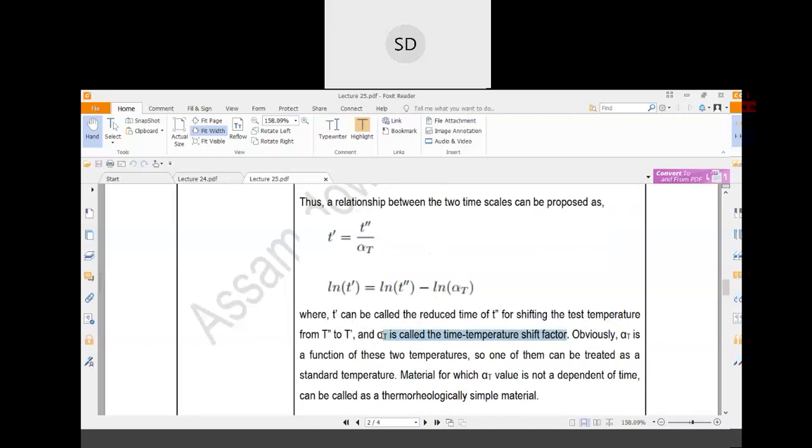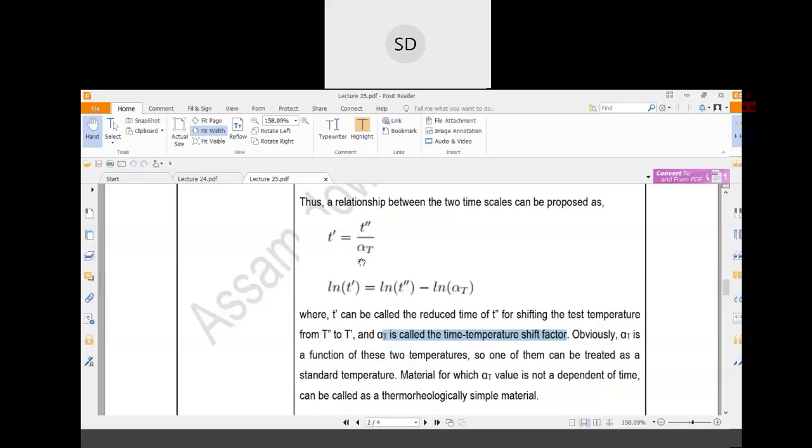Okay, so in this case, alpha T is called the time temperature shift factor, and t' can be called the reduced time for t''. So basically, here t'' is the higher time and t' is the lower time. So you can say that the initial time is t' and the final time is t'', and within this t' to t'' time interval, the temperature is going from T'' to T'. Okay, so basically for the shifting of the temperature, the total time taken is t' to t''.